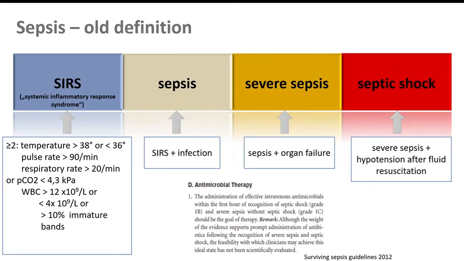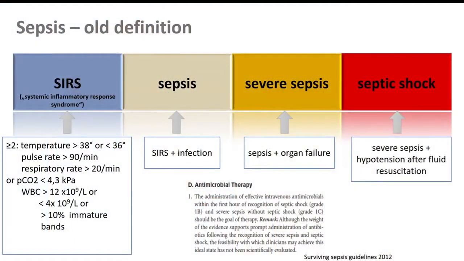As you all know, this is the old definition of sepsis, when sepsis was considered mainly an inflammatory disease, and before the year 2016, we said that sepsis was SIRS combined with infection. To have SIRS, you needed to fulfill two of these criteria. Severe sepsis was defined as sepsis with organ failure, and septic shock was defined as severe sepsis with hypotension after fluid resuscitation. There were two major problems with this definition. The first one was that sepsis was considered only an inflammatory disease. Today we know this is not the case, and we also know that as the inflammatory response starts, the anti-inflammatory response starts as well.